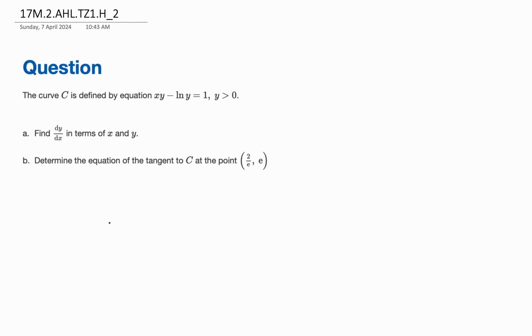Today we're going to be solving a problem from the May 2017 mathematics examinations. This is an additional higher level problem from paper 2. It consists of two parts, one worth 4 marks and the other worth 3.